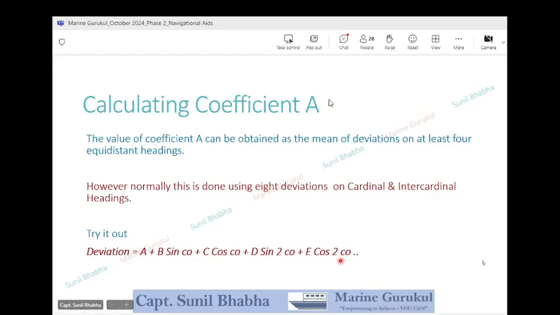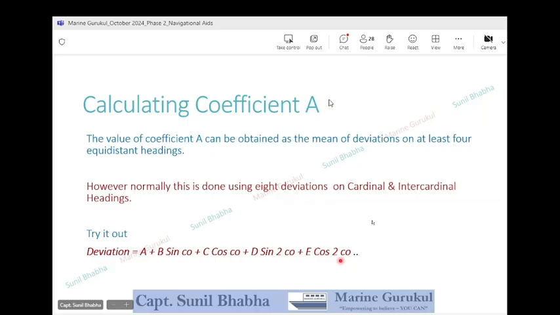So any doubts in coefficient A now, beta? Very good, beta. Great. Very good. So this was coefficient A. Now tell me, go ahead, Amit. You want to ask something?